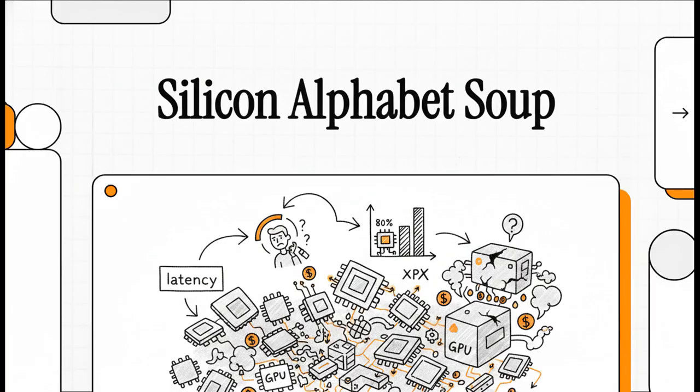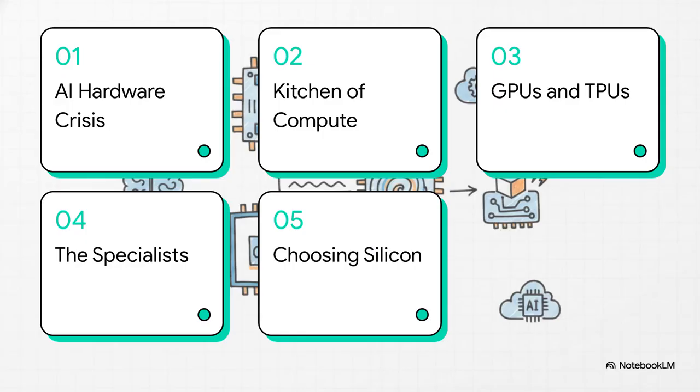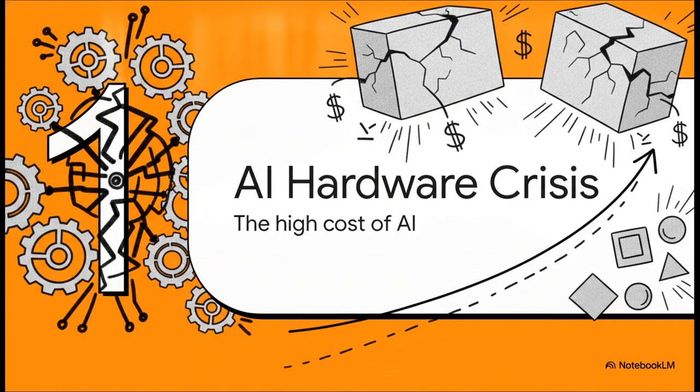If you're sitting there thinking that simply buying a massive GPU cluster is going to magically solve all your problems, well, you're in for a massive shock. So here's our menu for today. We're going to set up a clear roadmap to help you navigate this incredibly fractured silicon landscape without getting lost in the acronyms. Starting off with what we're dealing with right now, the AI hardware crisis.